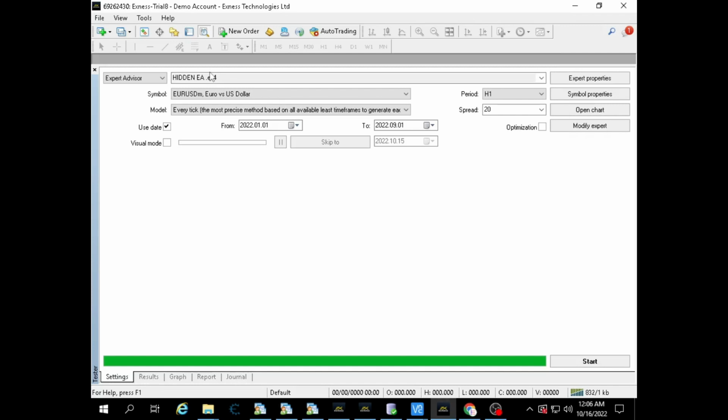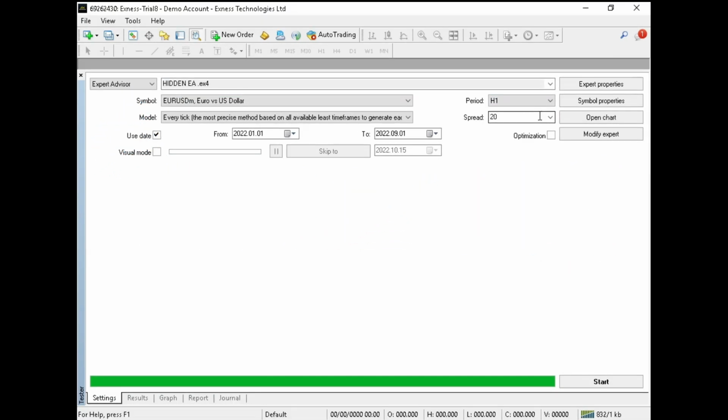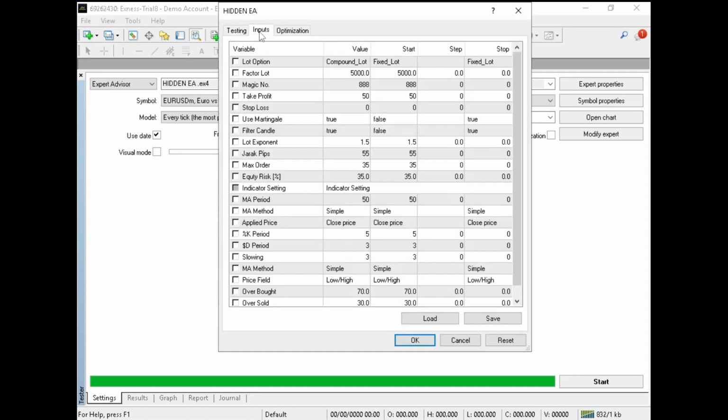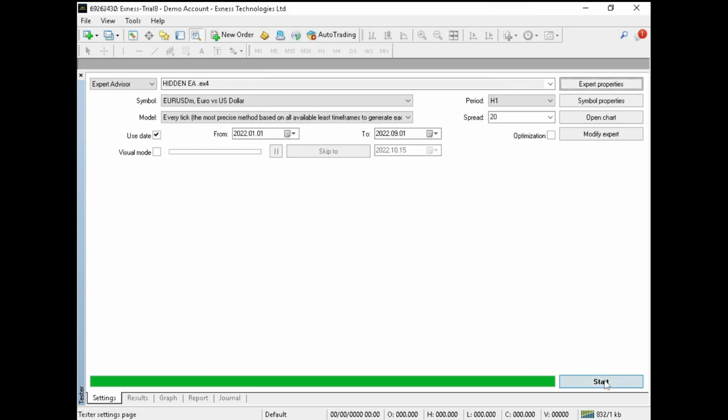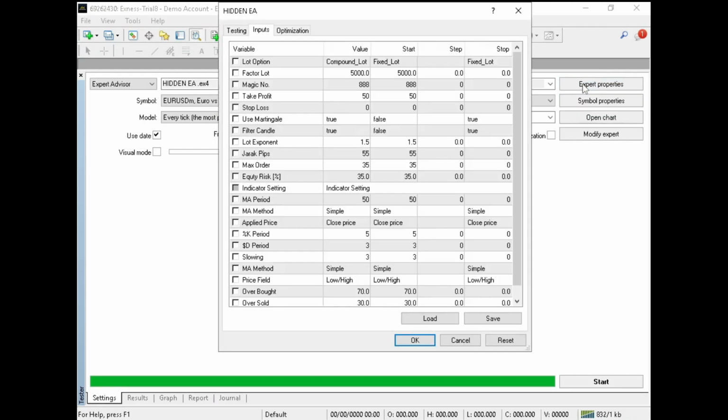Okay, for the details, like this. 1. Setting lot size to match the deposit capital. The pair I use is Euro to US dollar, H1 time frame, and 20 spreads. The initial capital I use is $100. As a comparison, I will show the transaction details of the default preset. Transactions open 0.01 lot. Now I will change the parameters.